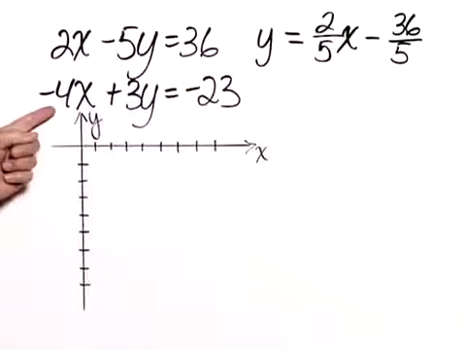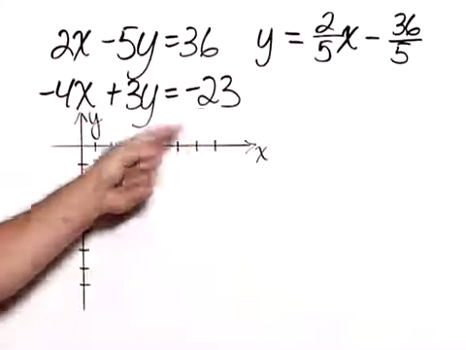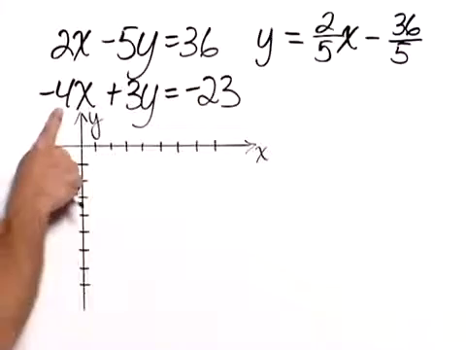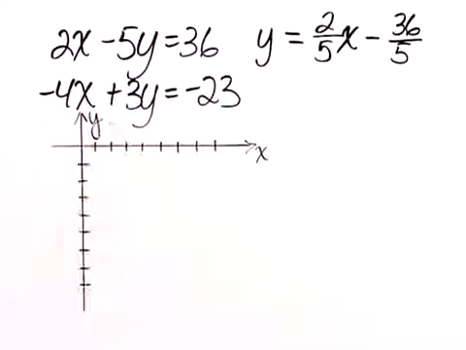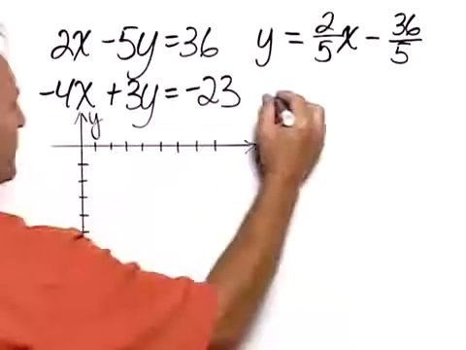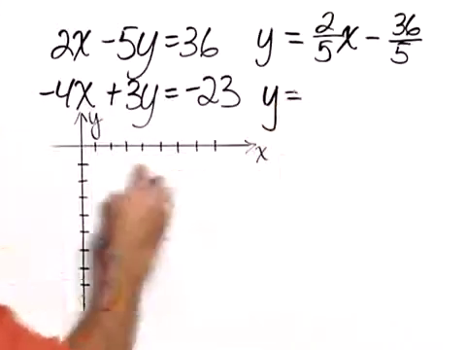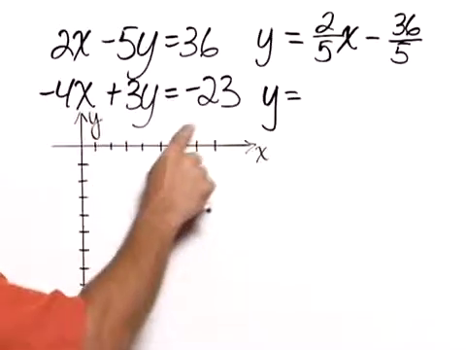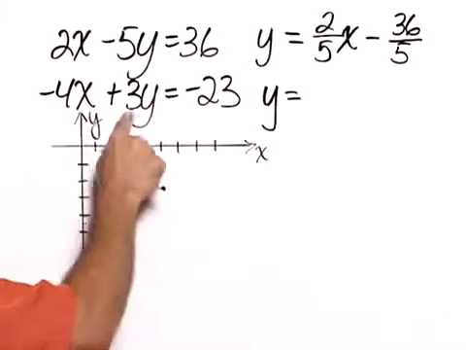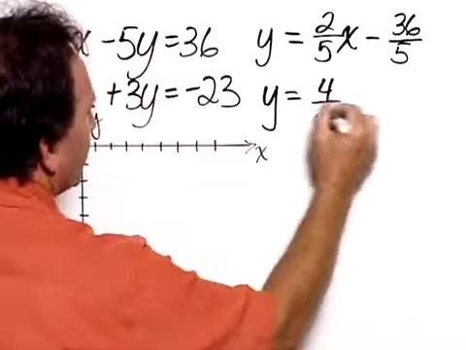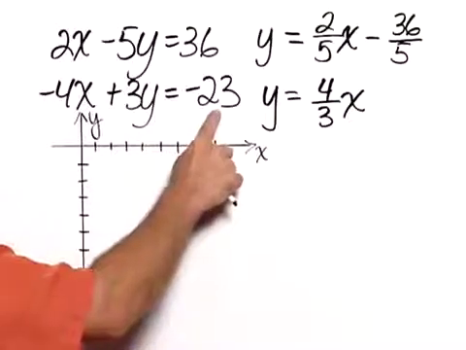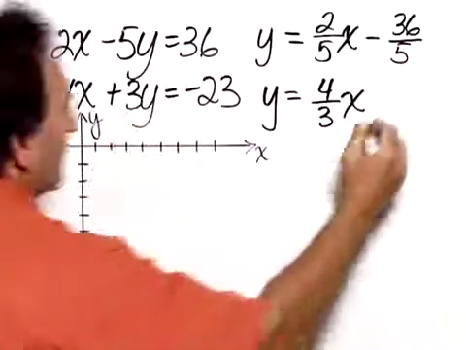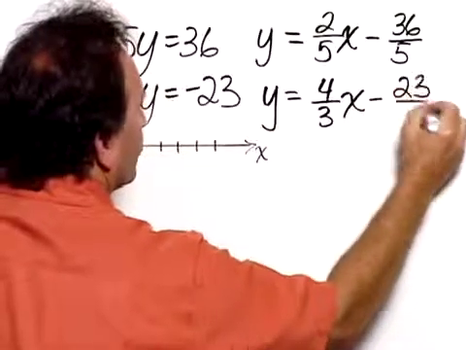For the second equation, if we put it in slope-intercept form, we would have to add 4x to both sides and then divide by 3. So that result would be y equals, again, this has become positive on this side, so it's a positive 4 divided by a positive 3, so positive 4/3 x. Finally, we have to divide negative 23 by a positive 3, so that's minus 23/3.